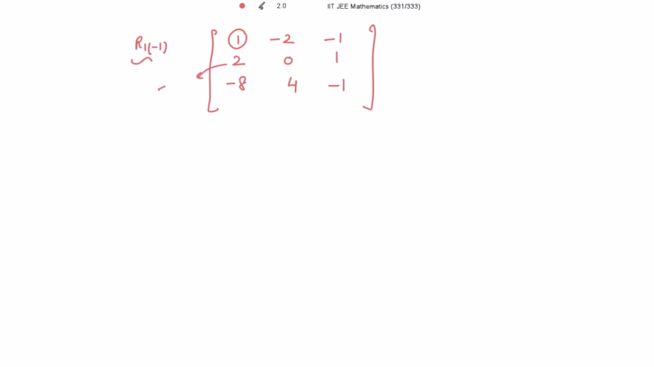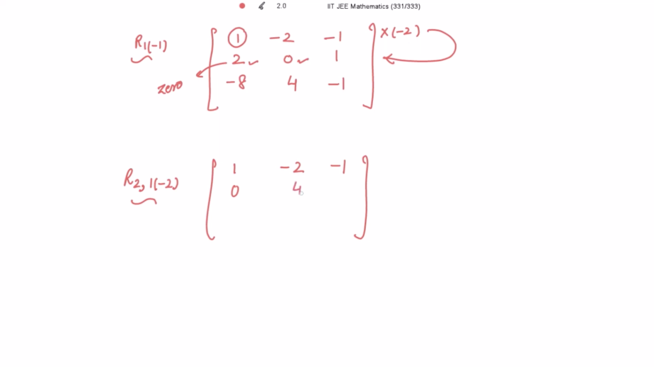To get 0 in place of 2, multiply row 1 with -2 and add its elements to row 2. So we change row 2 by adding its elements to row 1, but row 1 should first be multiplied with -2. Writing the first row as it is, and now changing the second row. 1 multiplied by -2, we get -2, adding this to 2, we get 0. -2 multiplied with -2, we get 4, adding this to 0, we get 4. -1 multiplied with -2, we get 2, adding this to 1, we get 3.